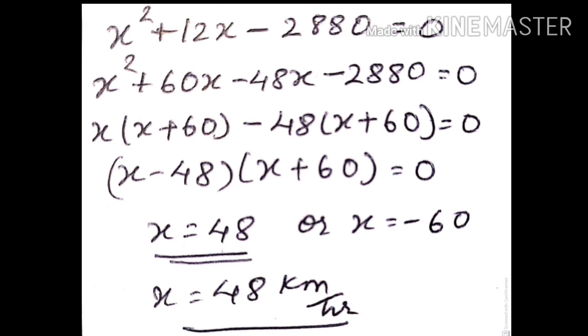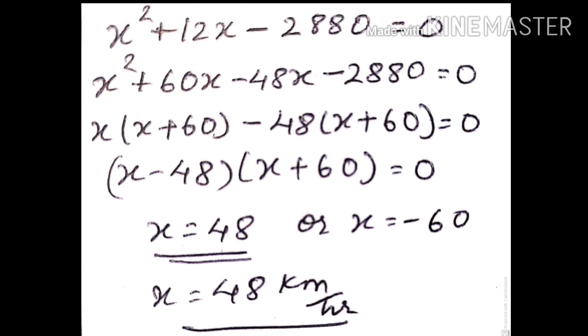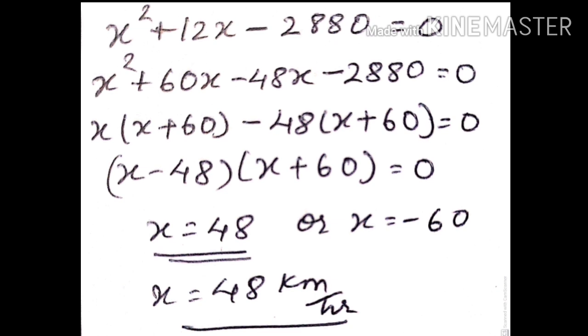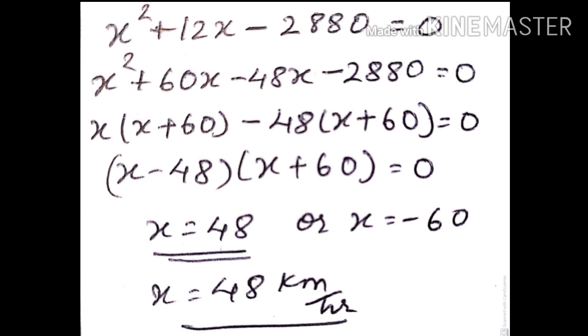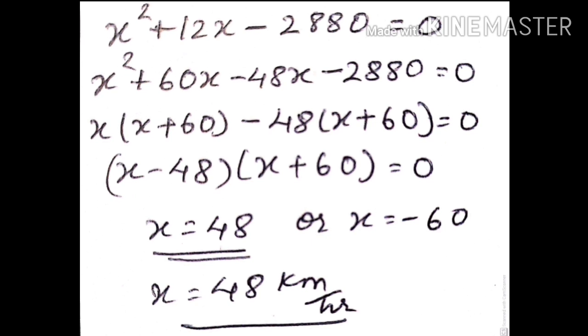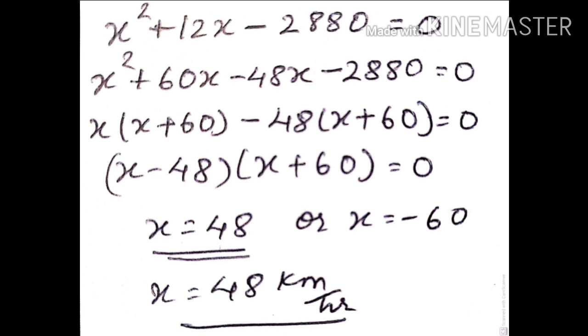But as we know that speed cannot be negative, our answer is 48 km per hour, which is the original speed of the car. So this way you get the answer, students. We have completed our whole worksheet answers here, and I think you have checked whatever you have solved. If you have any query, it will be helpful to understand the question. Thank you.